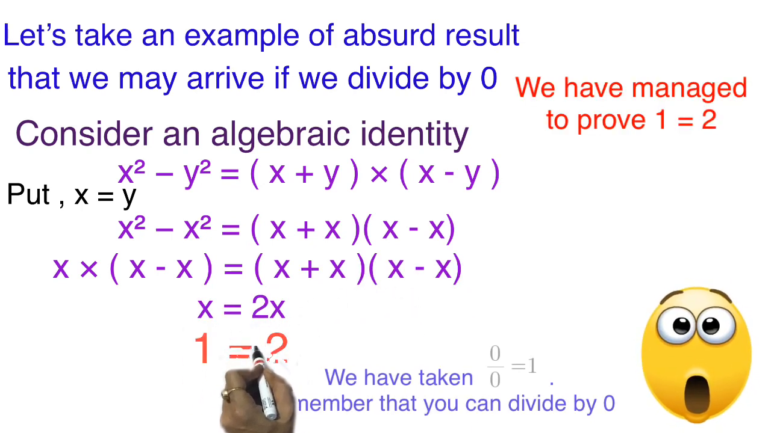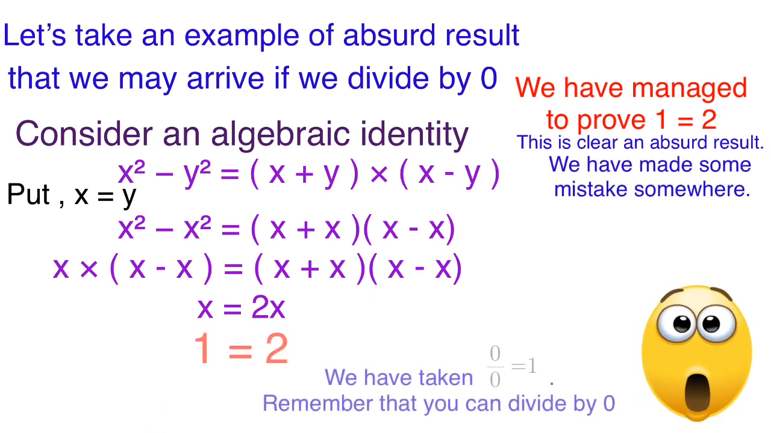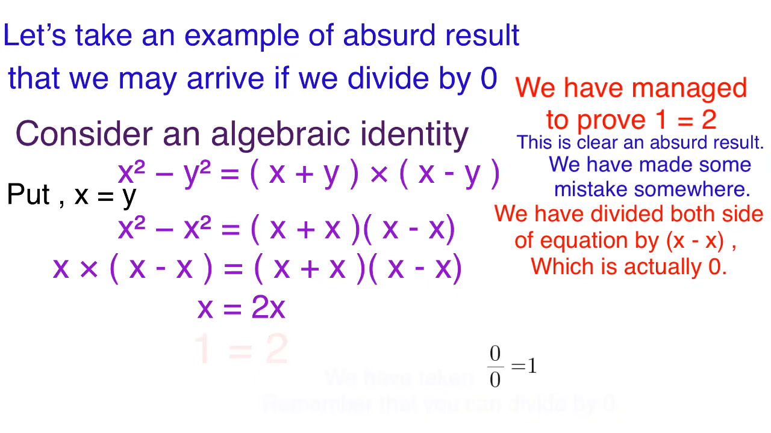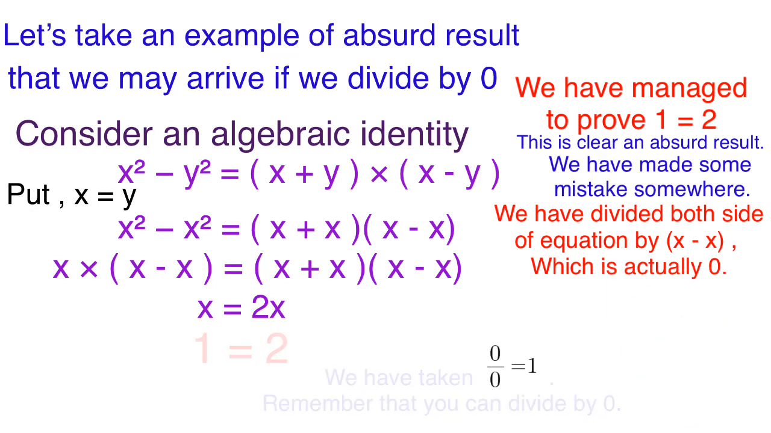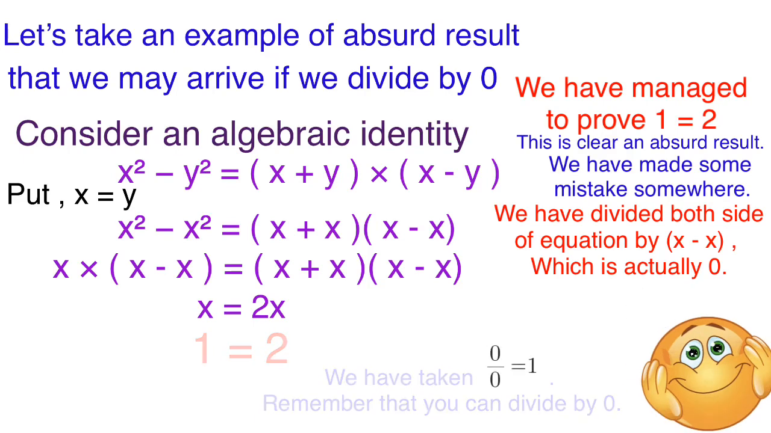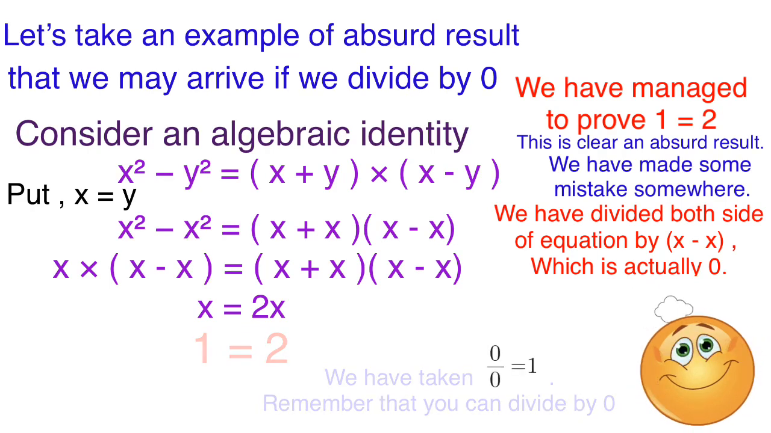x square minus x square is equal to x plus x into x minus x. On taking x common, x multiplied by x minus x is equal to x plus x into x minus x. On cancelling x minus x on both sides, we have x equal to 2x. We have managed to prove 1 equal to 2. This is a clear and absurd result. We have made some mistake somewhere. We have divided both sides of the equation by x minus x, which is actually 0. So we cannot divide by 0.